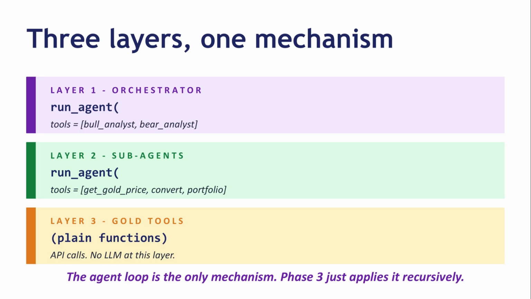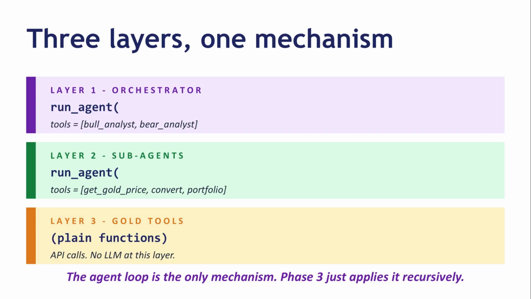Here's the bigger lesson. Look at this diagram. 3 agents ran in our demo. Each one used the same run_agent function. Different system prompts, different tool lists, but the same loop primitive. The agent loop is the only mechanism in autonomous agent systems.